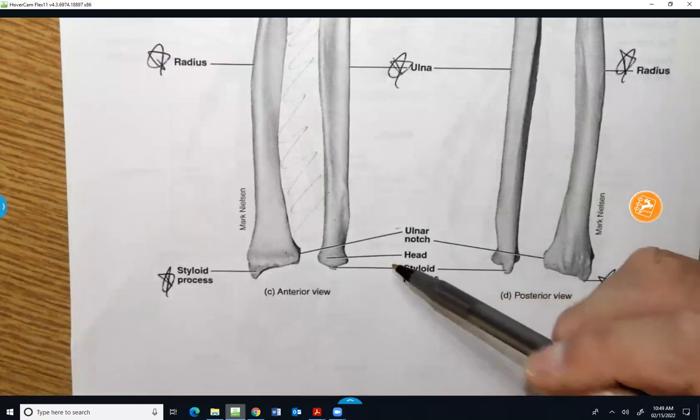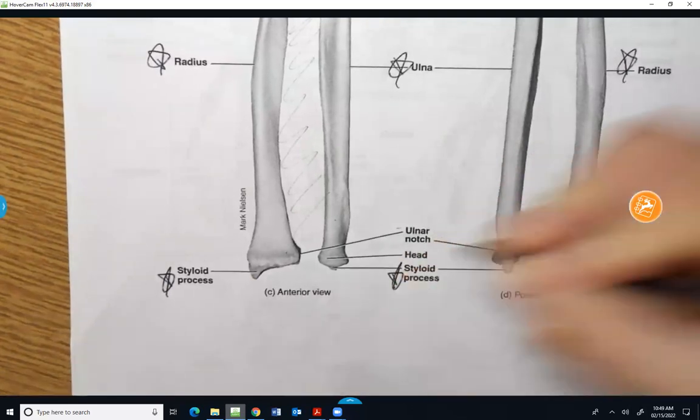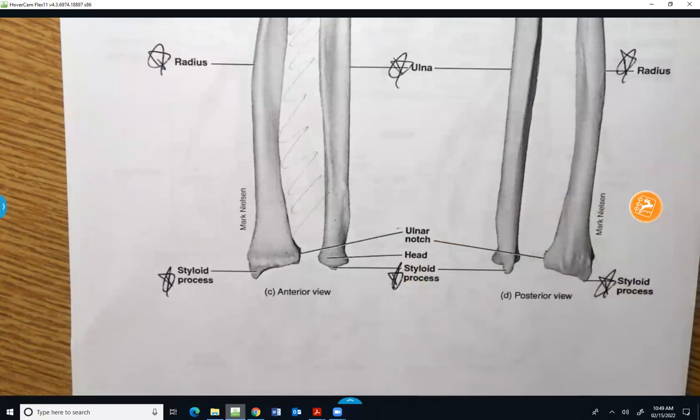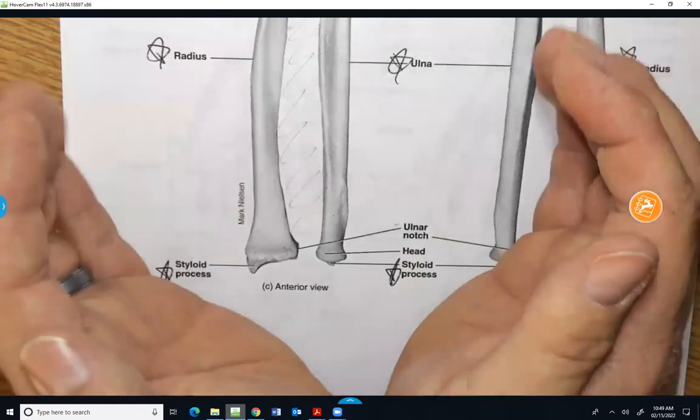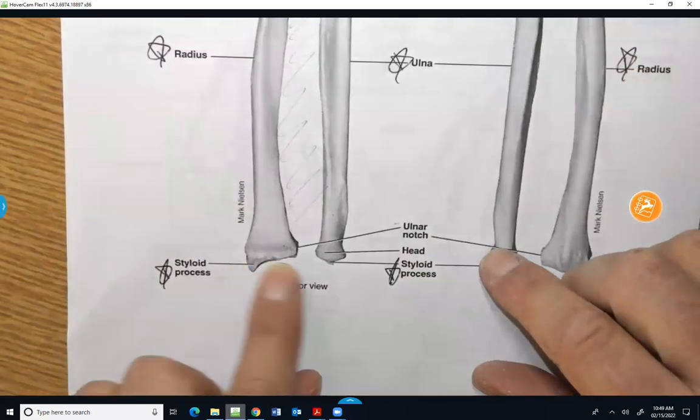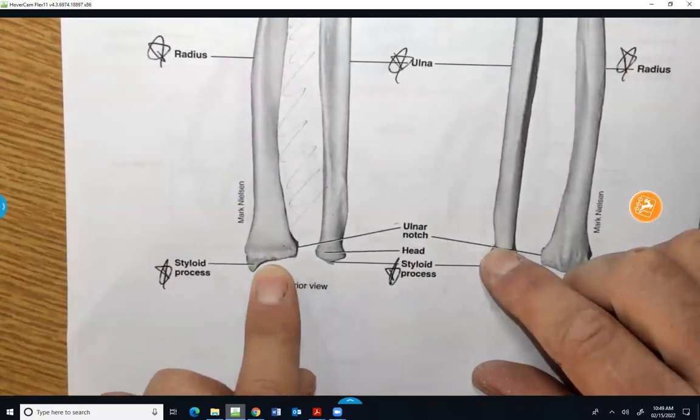Now our ulna also has a styloid process. You can feel these right where you would wear your watch on your wrist. You feel on the sides, you should be able to feel two bumps. If you're feeling on your pinky side, that's the styloid of your ulna. On the thumb side, it's from the radius. What these do is wrap around four of your wrist bones.